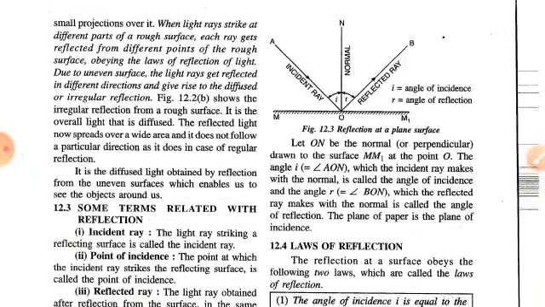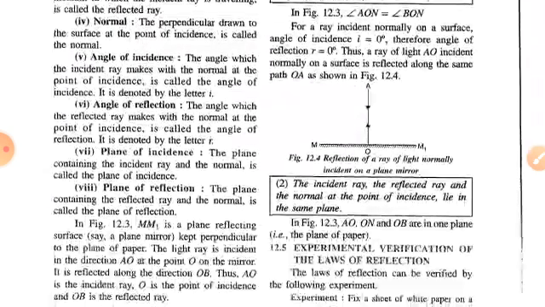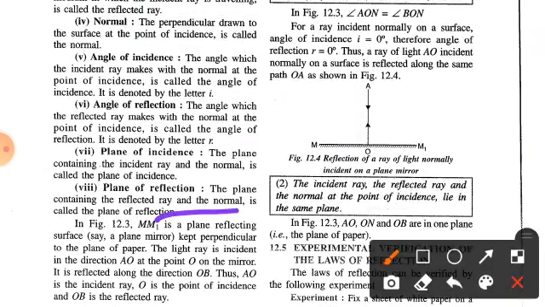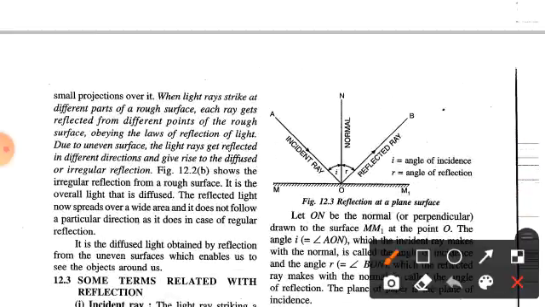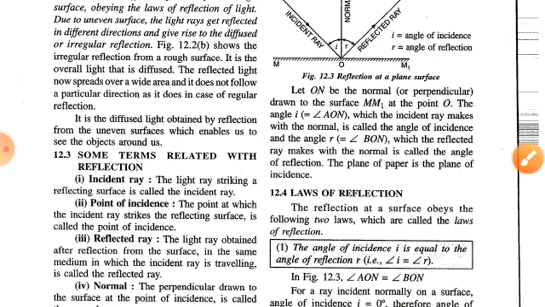MM1 is your reflecting surface, a plane reflecting surface. You can say a plane mirror kept perpendicular to the plane of paper. Now the light ray is incident in the direction OA at a point O. This is the point of incidence, this is the incident ray, this is the reflected ray, and the normal. So all these three rays lie at the same point, and this point is called the point of incidence.